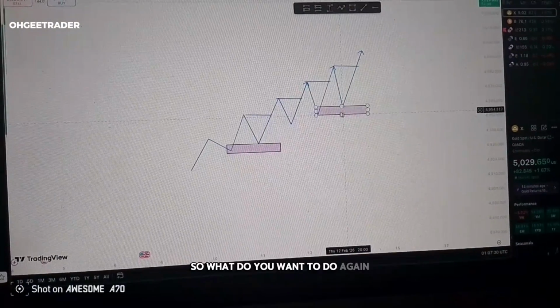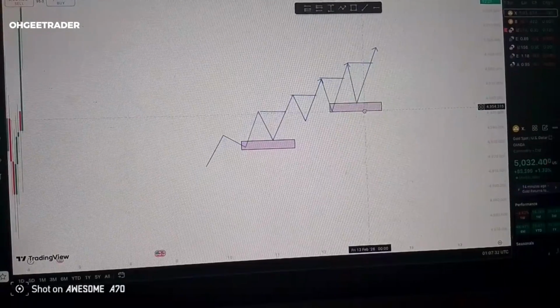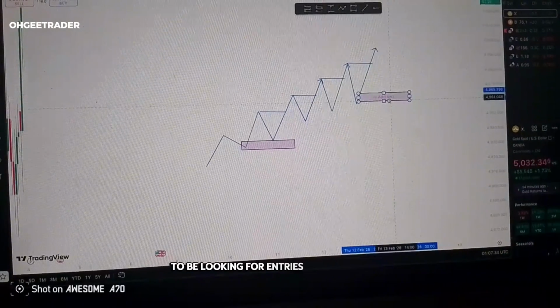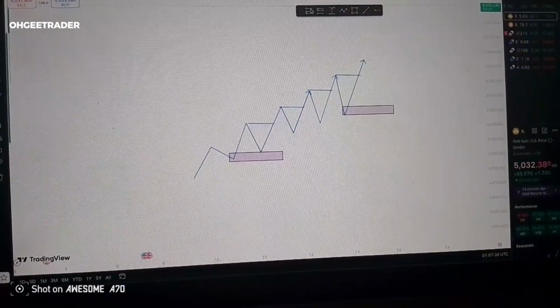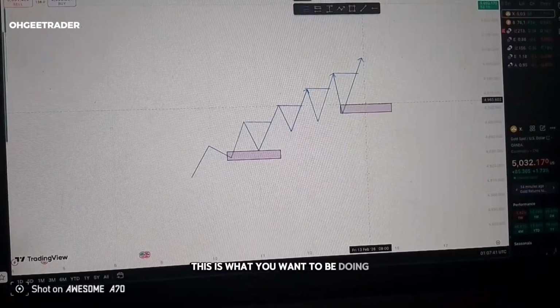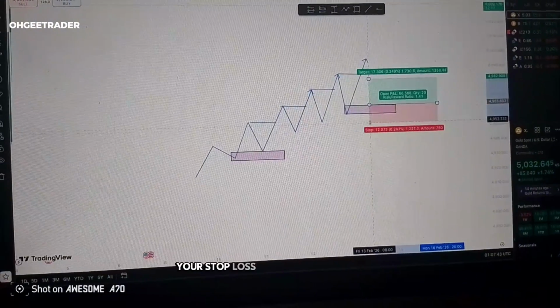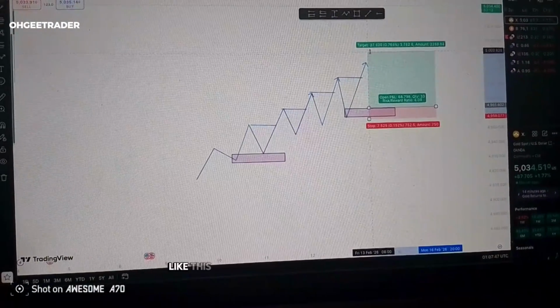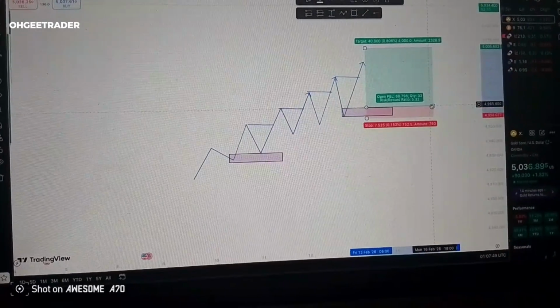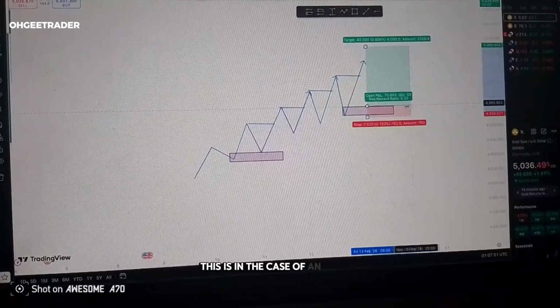So what do you want to do again? You want to be looking for entries somewhere here. Put your entry somewhere here. This is what you want to be doing. You want to put your entries here, your stop loss somewhere around here, like this. This is in the case of an uptrend.